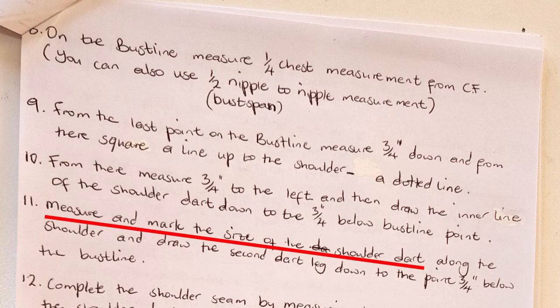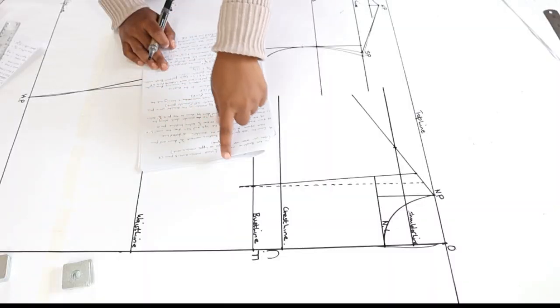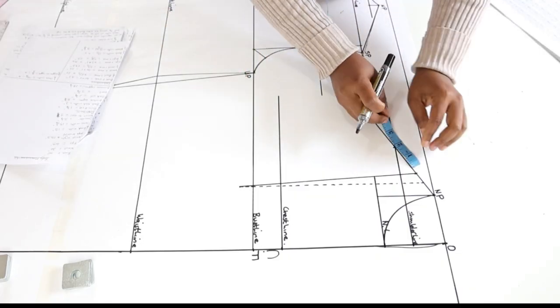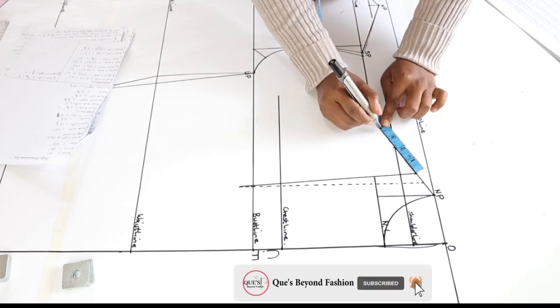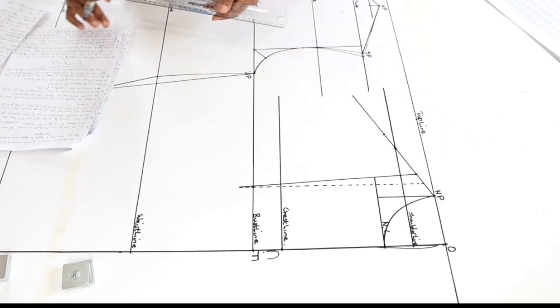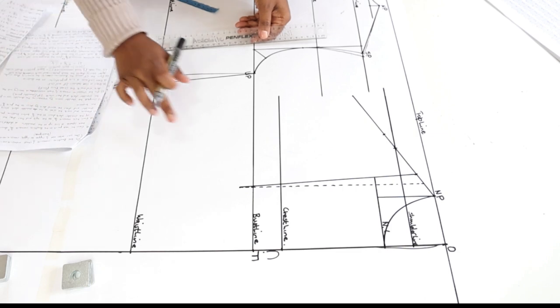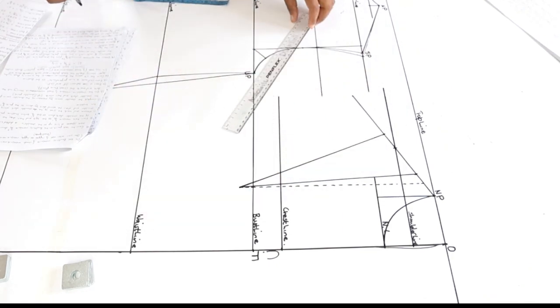And then it says measure and mark the size of the shoulder dart along the shoulder seam, that is this line, and then draw the second dart leg to the point, which is here. So in my case, the size of the shoulder dart is 3 3/8 of an inch. So I'm going to measure 3 3/8 of an inch along this line. We are then going to complete the dart by drawing the last dart leg up to this point. Now that is my shoulder dart.